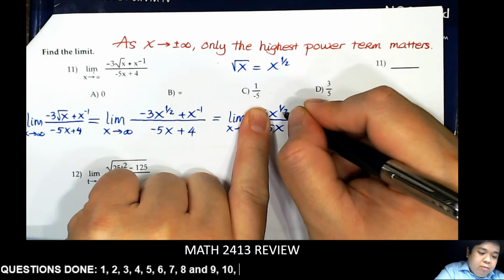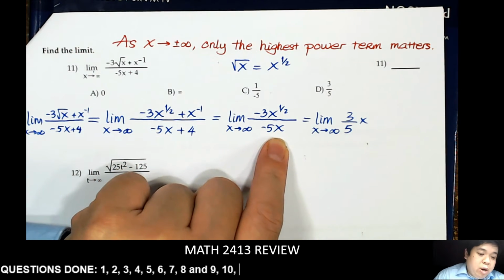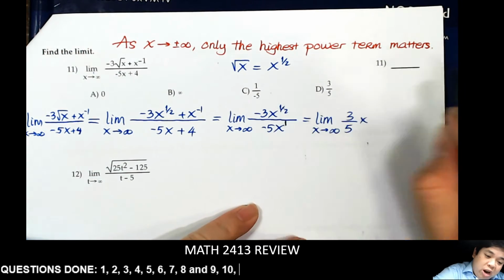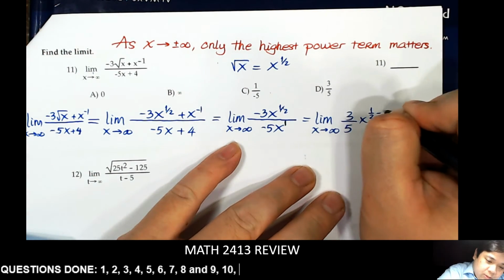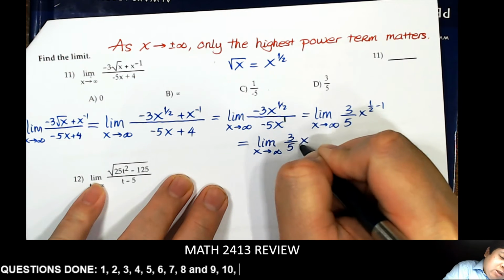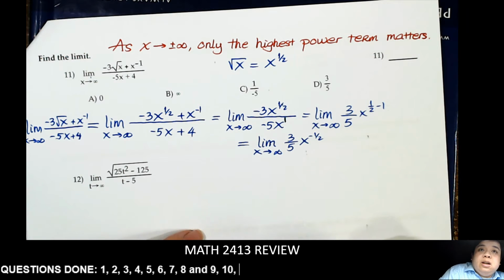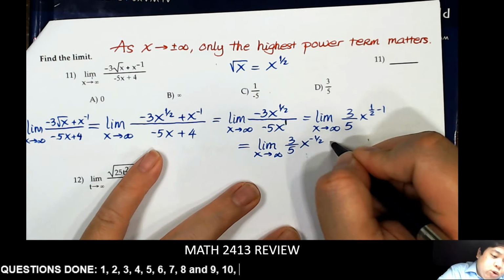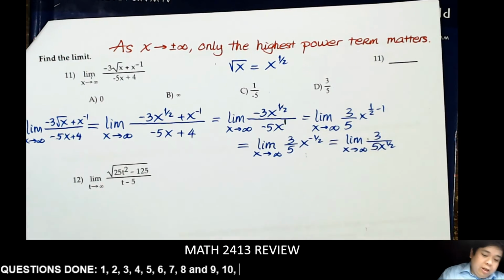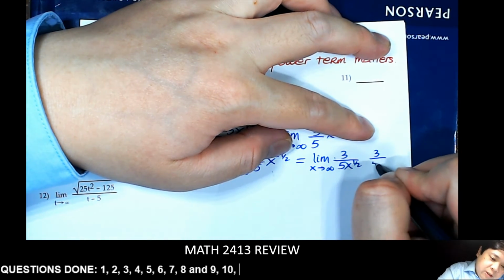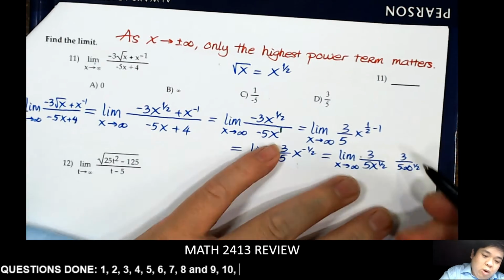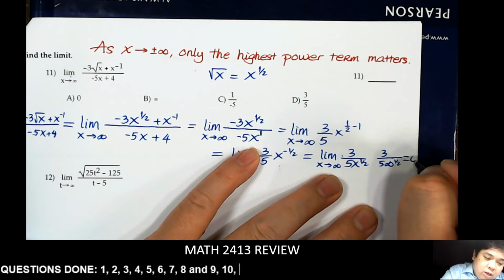When we divide two numbers with the same base, we subtract the exponent. By default, this is to the first power, so we subtract those exponents. That equals negative limit as x goes to infinity of 3/5 x to the negative 1/2. If it is negative 1/2, we should put that at the bottom. And then when we put infinity into it, 3 over 5 times square root of infinity, or infinity to the 1/2, infinity at the bottom, so this should be equal to 0.